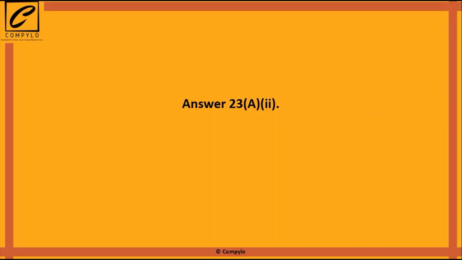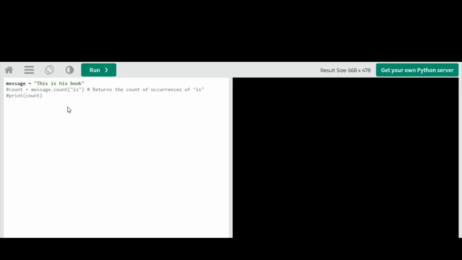The second part of question says to display the number of occurrences of the substring is in a string named message. For example, if the string message contains this is his book, then the output will be 3. To answer this question, I have already written the code on online compiler. So as you can see on the screen, we have a string, this is his book.